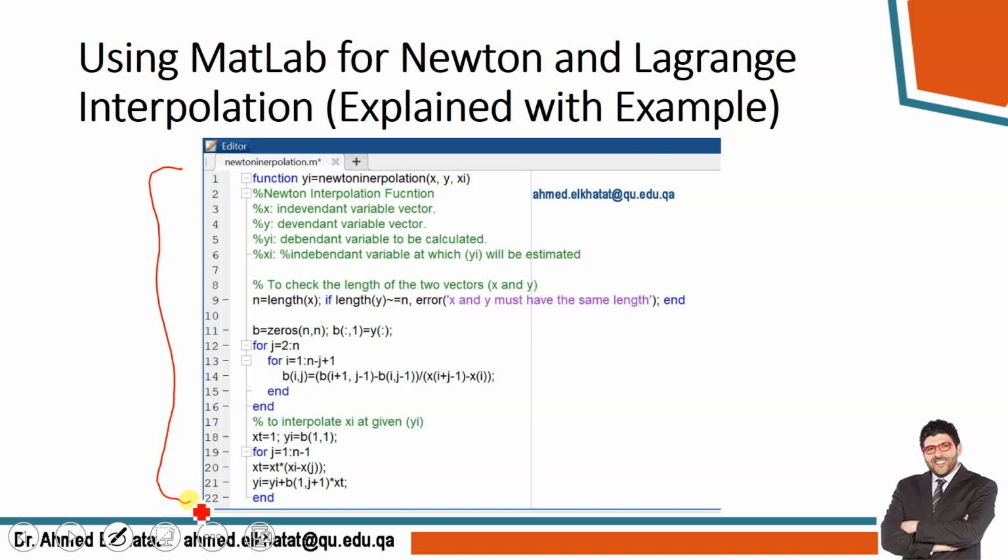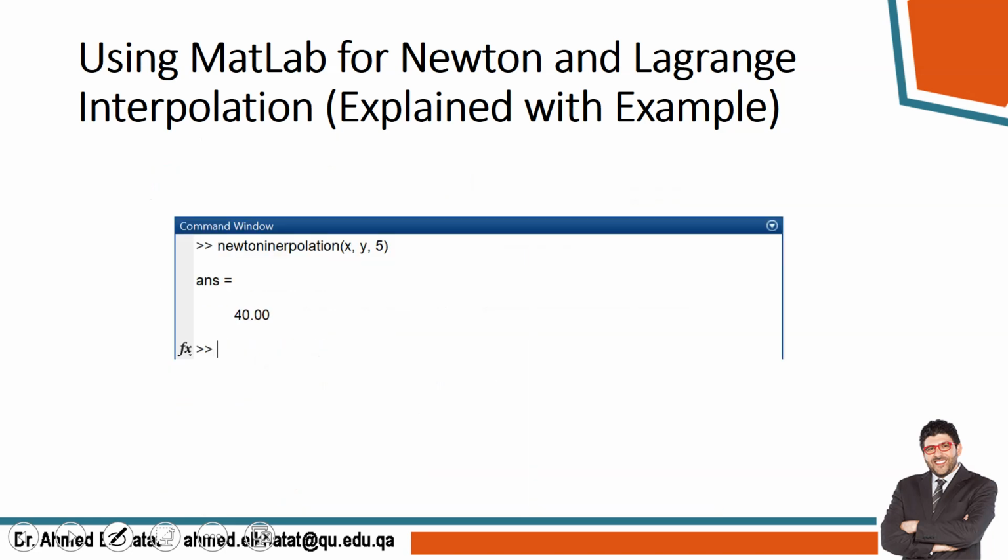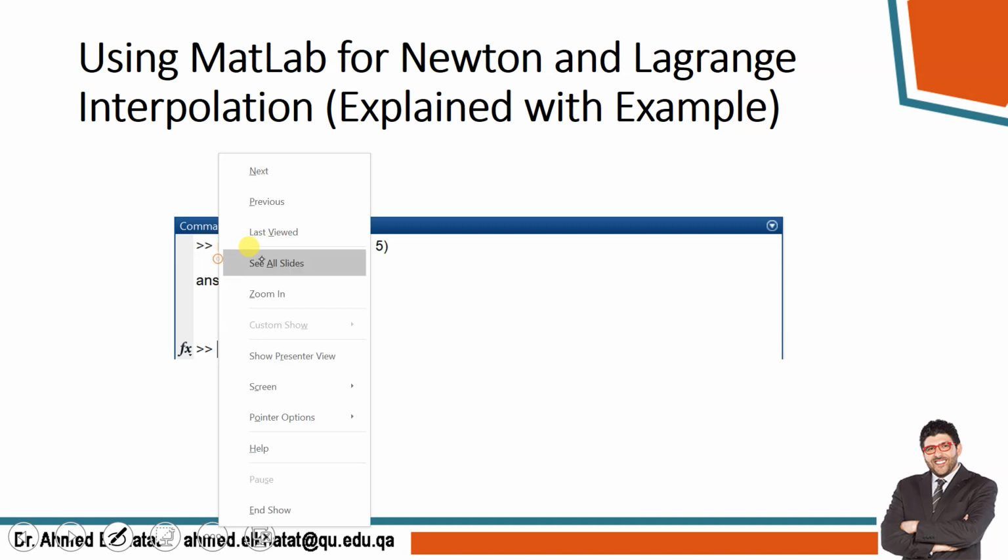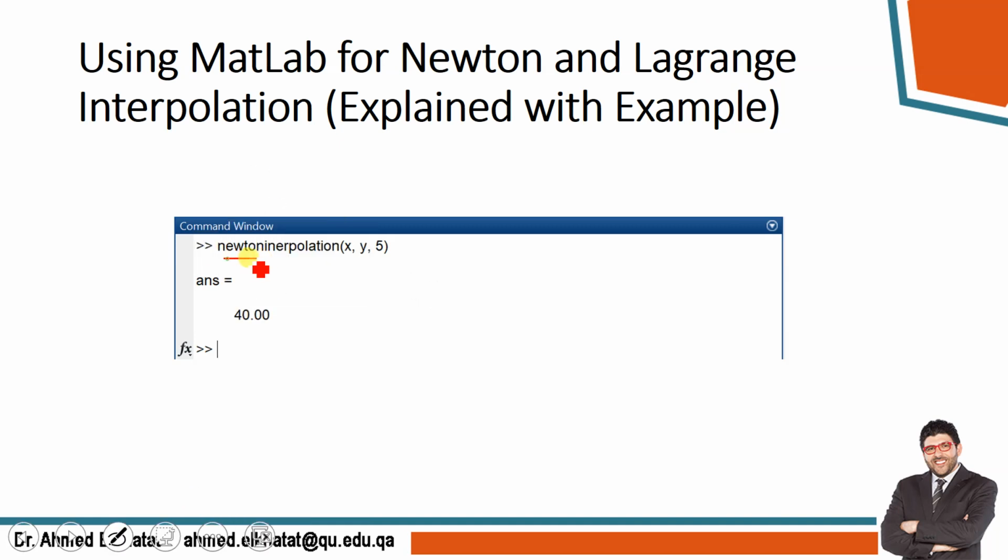I think now it's easy for you to follow why we create each part. And once you create the function, we can perform Newton interpolation. I named it with my name, then put the x, put the y, and then put 5. So the answer will be given as 40 directly.